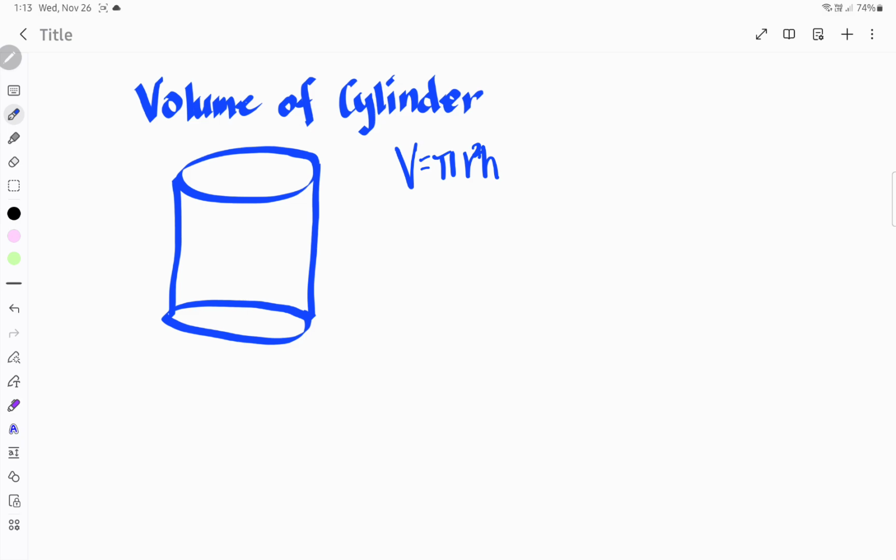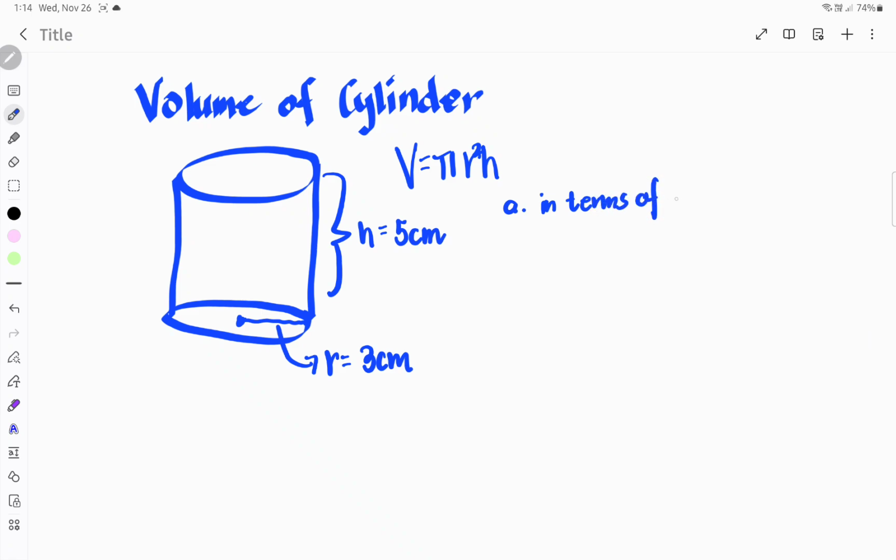But first things first, we need to locate the radius, which is, there are two parallel circles as the basis. And this is now your radius. So, assuming your radius is 3 centimeters, and this is now the height, assuming that that is 5 centimeters. Now, we can solve the first one in terms of pi. So, in terms of pi, you're just using pi.